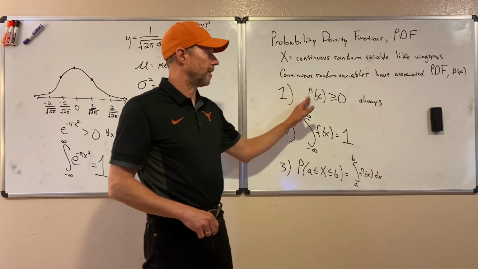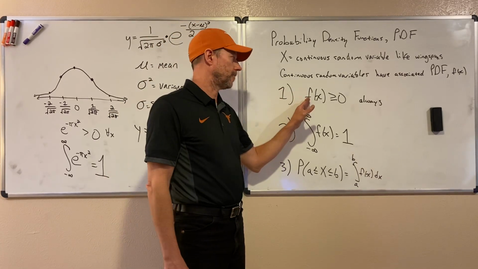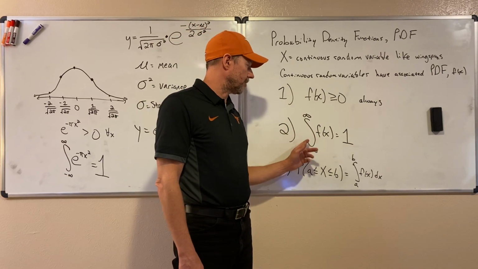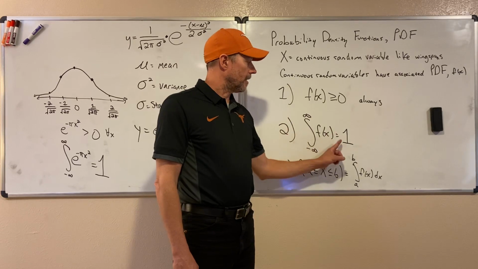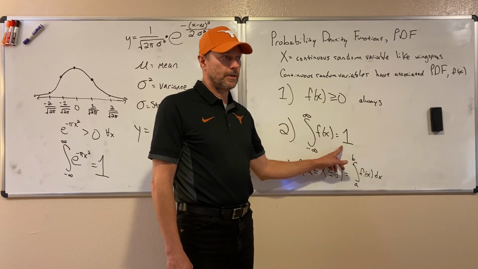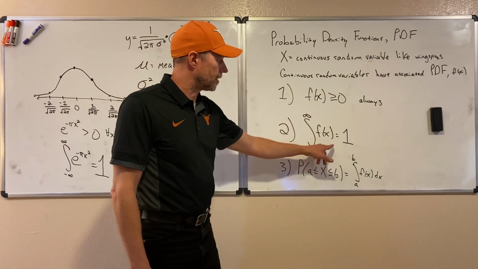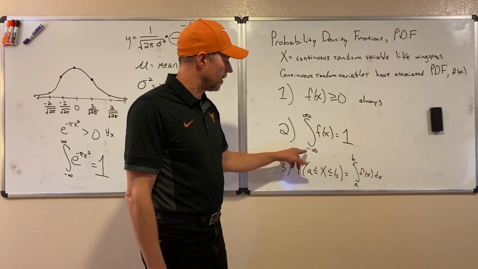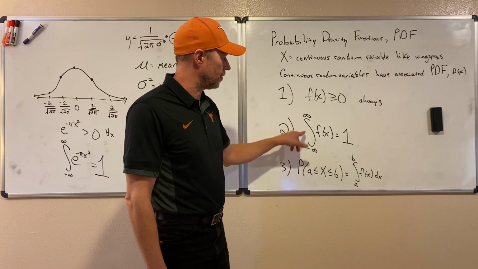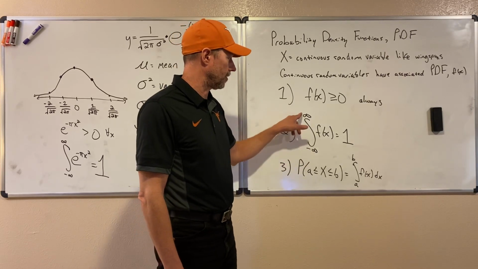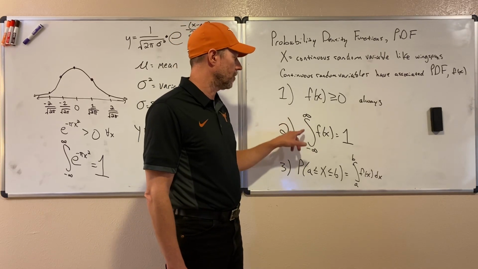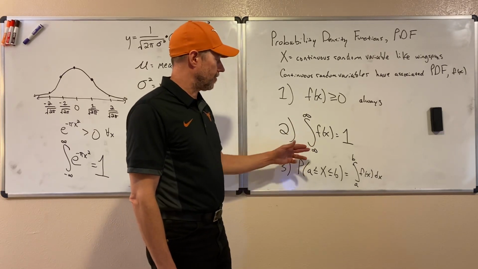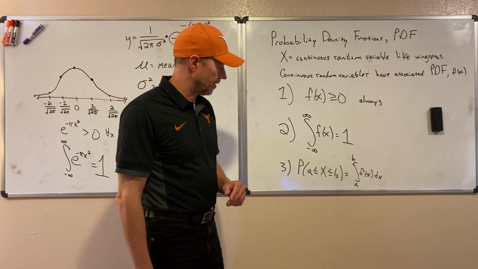First of all, they're always positive over their domain. Second of all, the integration over the domain equals 1 because, let's go to point 3 and then I'll back up. Now the limits of integration assume the x value can take any value, but if the domain is from -5 to 5, then this would be -5 to 5.